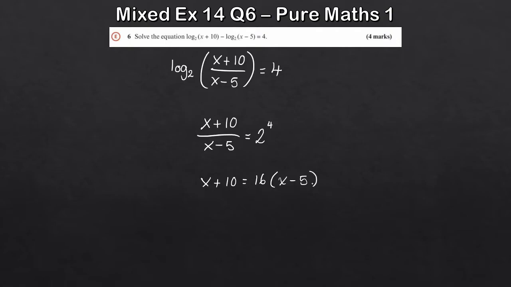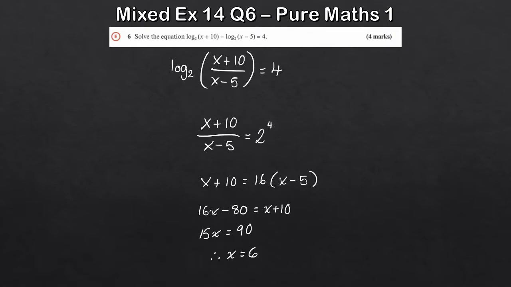Because all we need to do now is just solve this. Multiply this out, so you get 16x minus 80 is equal to x plus 10, and then just solve here. So this is going to be 15x is equal to 90, and then divide both sides by 15, so you get x equals 6 there. So like you can see, not too challenging. Just make sure you're confident with all the rules of logarithms. As long as you've got the basics with the laws of logarithms, you should find this quite a nice chapter.